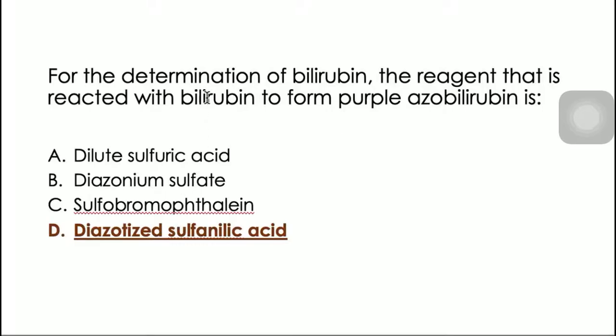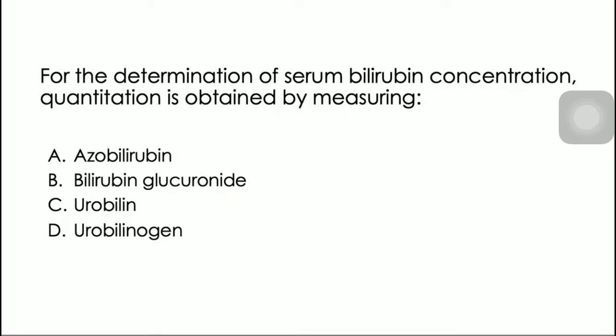So basically, what was that again? Bilirubin plus diazotized sulfanilic acid equals purple azobilirubin. Okay? So for the measurement or determination of your bilirubin, the reagent is diazotized sulfanilic acid. For the determination of serum bilirubin concentration, quantitation is obtained by measuring, again going back to the question earlier, right? The product is your purple azobilirubin. So we are measuring the azobilirubin. So bilirubin plus diazotized sulfanilic acid produces your azobilirubin.